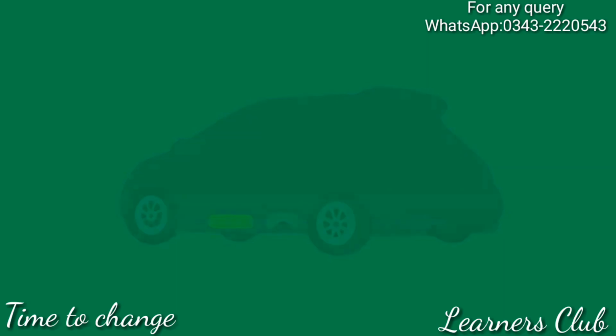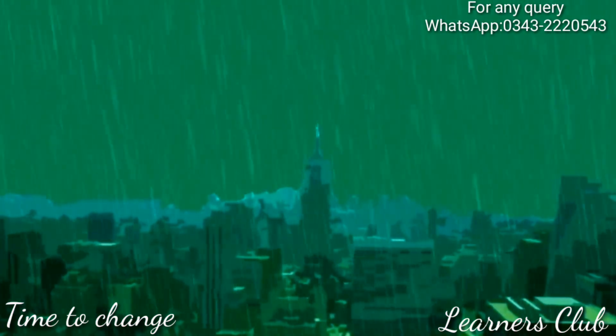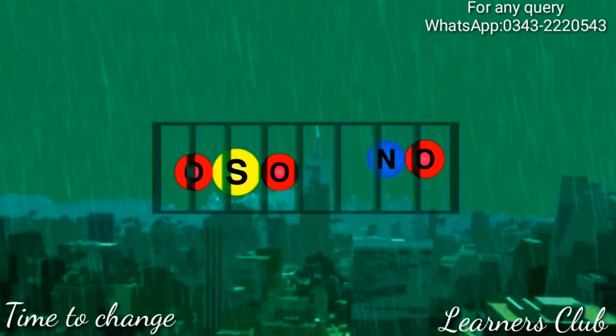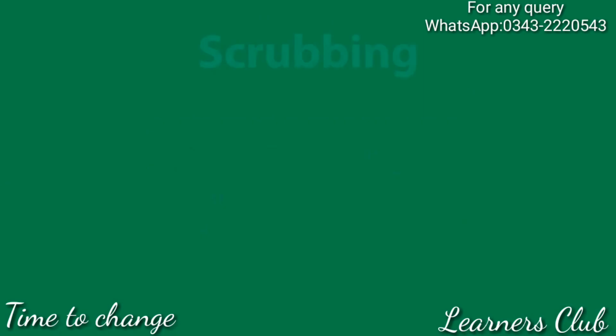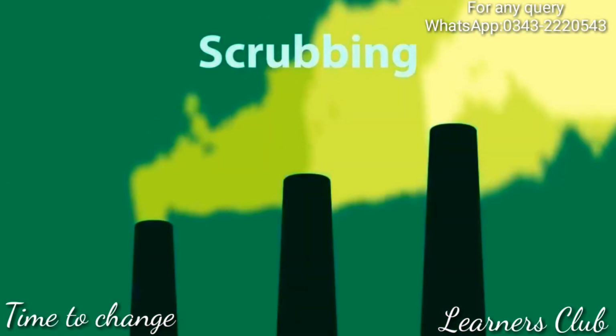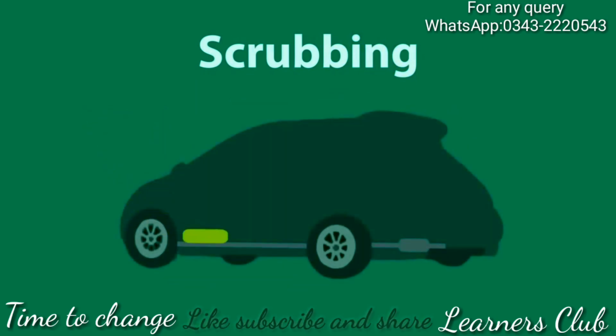So to summarize, the best way to reduce the effects of acid rain is to prevent the oxides of sulfur and nitrogen from escaping into the atmosphere in the first place. This is done by scrubbing the exhaust fumes from power stations using lime or seawater to remove the sulfur dioxide, and by fitting catalytic converters to motor vehicle exhausts to decompose the oxides of nitrogen.